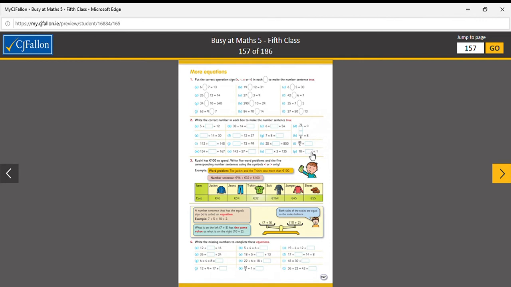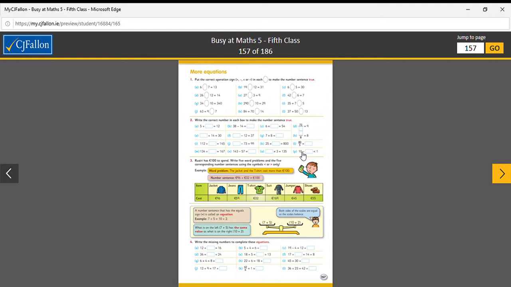Now look down at P. 10 take away something is less than 1. What would I have to take away from 10 to get an answer that's less than 1? Now there are a lot of correct answers to this, in fact, but probably the one they're looking for is the answer that will give you a whole number.